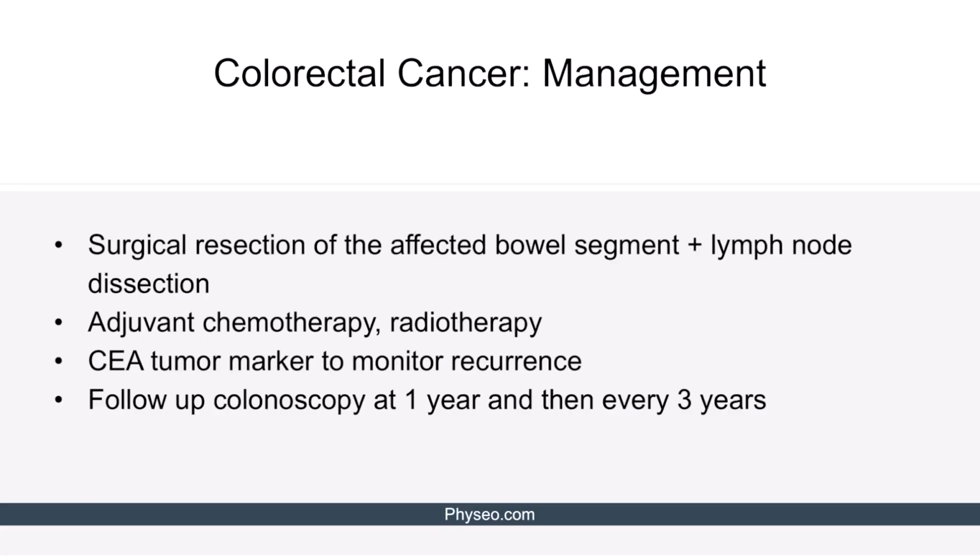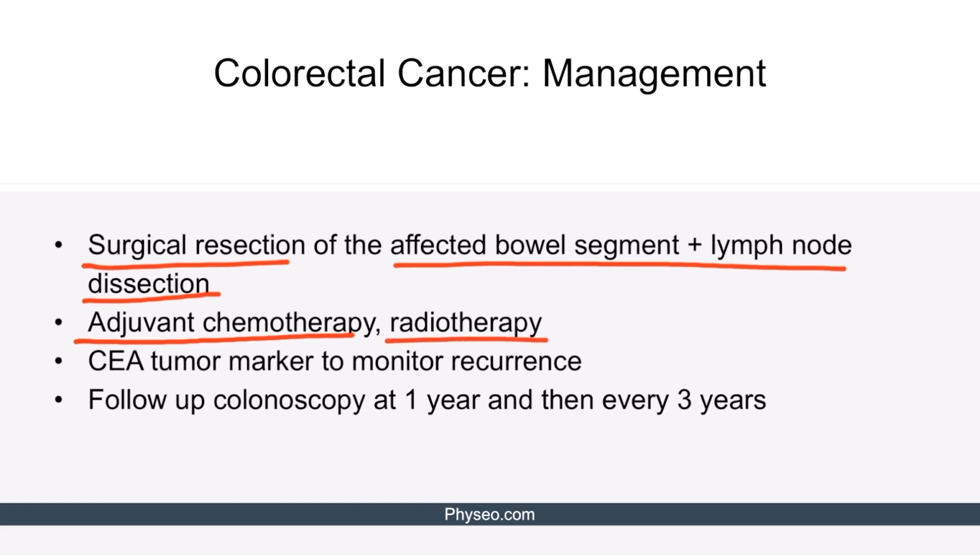Now, the management is fairly intuitive because it involves removing the cancer. So surgical resection of the affected bowel segment is the treatment of choice. And this is also the best palliative therapy in patients with advanced incurable disease. And this surgical resection is accompanied with lymph node dissection. Now, for advanced disease, adjuvant chemotherapy and radiotherapy is indicated.